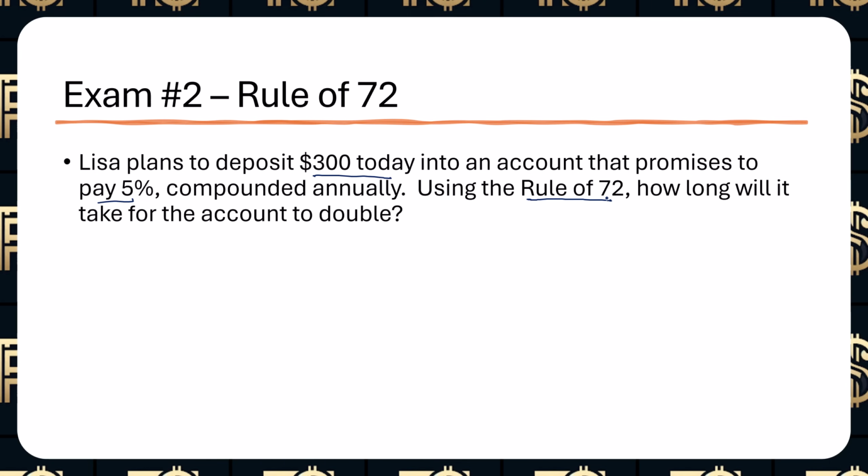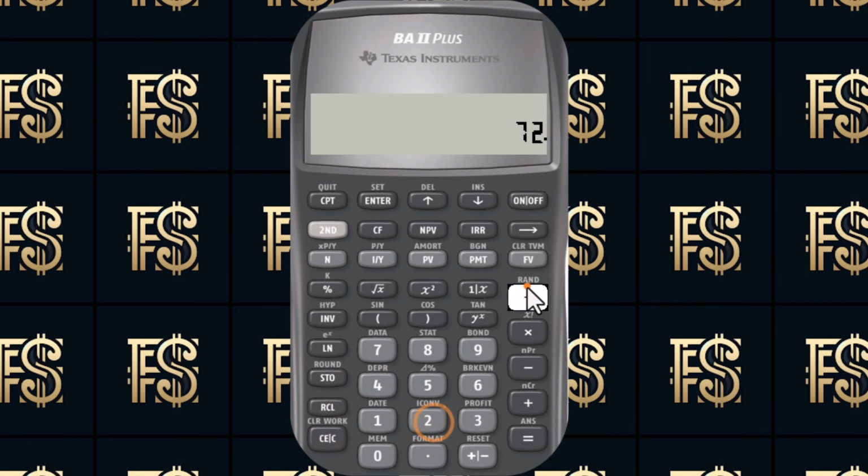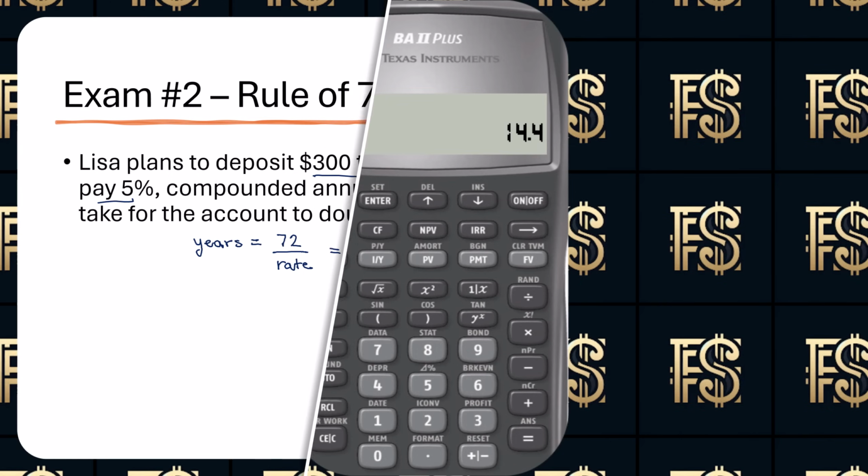Recall that the rule of 72 says that the number of years that it will take to double your account is simply equal to 72 divided by the rate that you can earn or expect to earn. In this problem, we expect to earn a 5% rate of return, so we'll take 72 and divide it by 5. And when we do that, we find that it will take 14.4 years for her account to double in value.